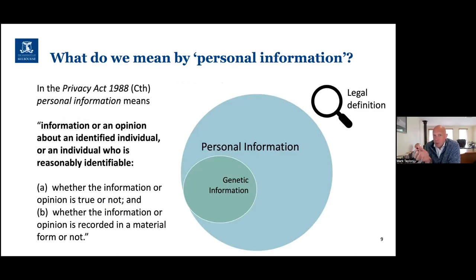Remembering that genetic information is a subset of personal information, and that we're understanding it from the legal perspective, we have to start with a reflection on what we mean by personal information. Now, as I said, the key statutory protection for privacy in Australia, at least at Commonwealth federal level, is the Privacy Act 1988, and that contains within it a definition of personal information. It states personal information means information or an opinion about an identified individual or an individual who is reasonably identifiable, whether the information is true or not, and whether the information is recorded in a material form or not.